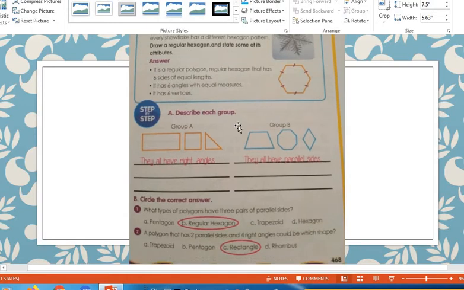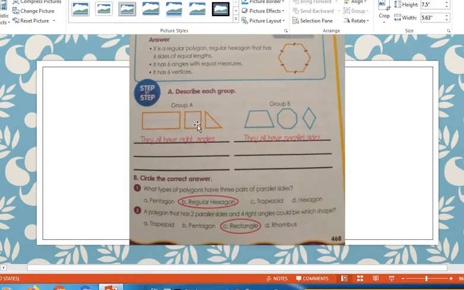Describe each group. I have here group A and group B. Group A, they all have what? What do you notice here? Yes, they all have right angles. Group B, what do you think? Parallel sides. Okay, they all have in common parallel sides.